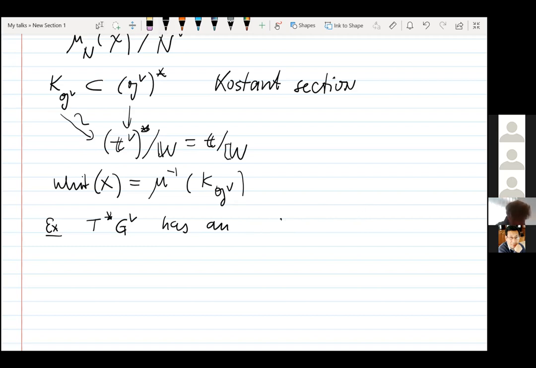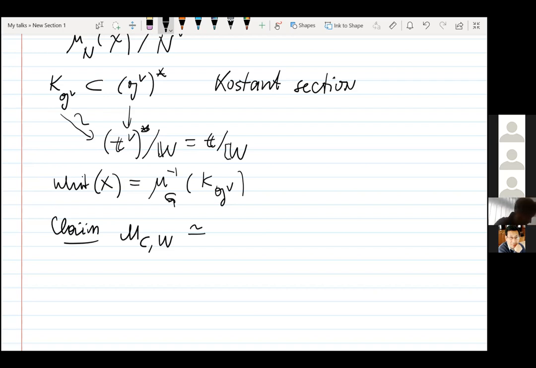Before I do an example, I forgot to say something. So the claim is that this Coulomb branch, whatever it is, of associated... Sasha, the next line is that the mu inverse of the constant section, is that mu n or mu g? No, this is for g. So you just restrict the constant section. So the claim is that this is just the Whittaker reduction of this X.